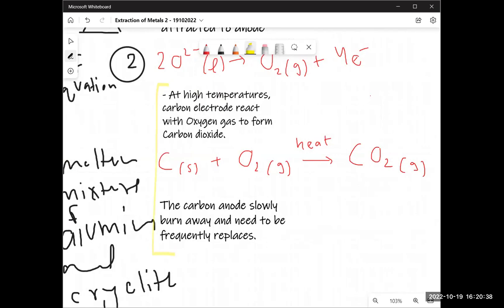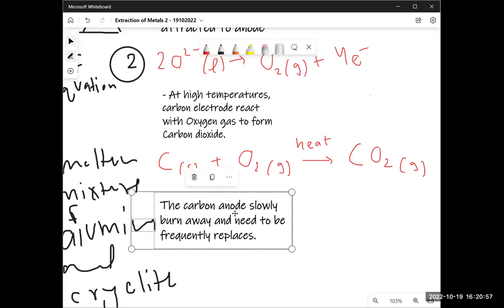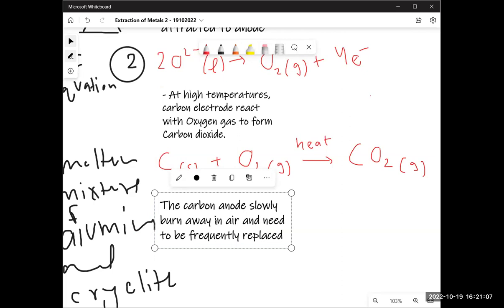At high temperatures, carbon electrodes react with oxygen gas to form carbon dioxide. Okay. Then next part. The carbon anodes slowly burn away and need to be frequently replaced. Replaced. Not replaces, I'm so sorry. Replaced. Now please add one more line here in your notebook. After burn away, write in air. Not in air, write in oxygen. Sorry, oxygen.